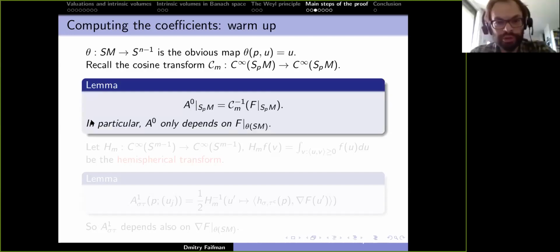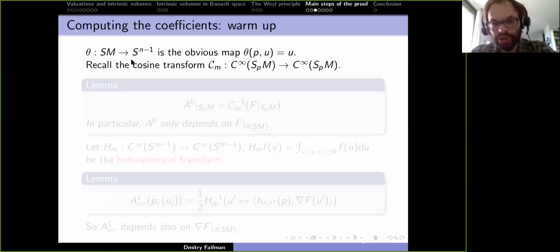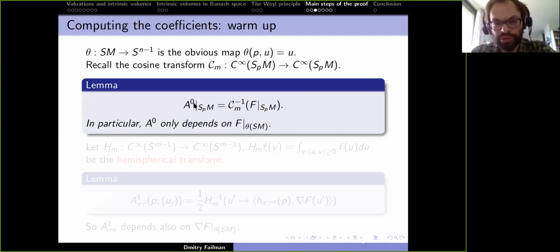With 10 minutes, yeah, I can read it. So by theta, I will denote this obvious map, which takes a point on the sphere bundle and just forgets the base point. The Gauss map, I guess it's called. Similar to the Gauss map, just forget the point. And we have the cosine transform. So a first simple computation you can make is that the zeroth coefficient is just the inverse cosine transform in the tangent space of the manifold. So you take the norm, you restrict it to the sphere, and you take the inverse cosine transform. So that's clearly an intrinsic coefficient.